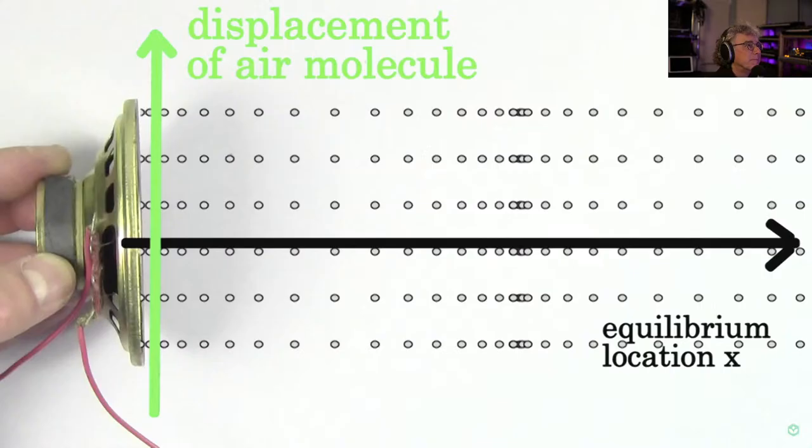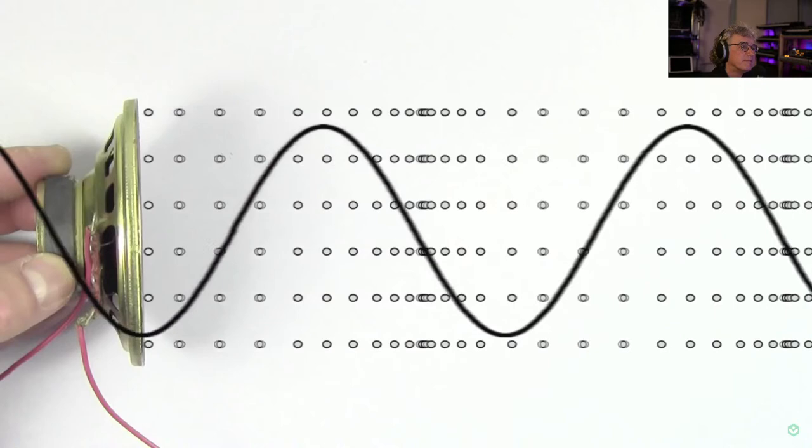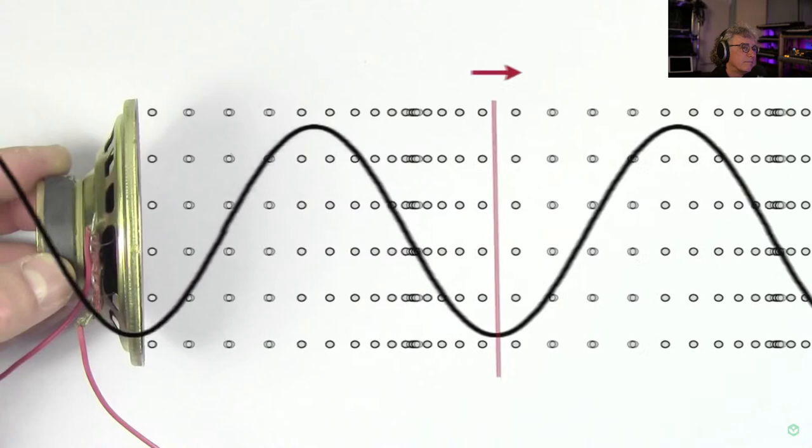If we look at a graph of the air displacement versus position of the air, we can see that as the wave travels, the shape of this wave travels to the right. So the speed of a sound wave can be found by finding the speed of the peaks, or the speed of the valleys, or the speed of any single point on the wave shape.